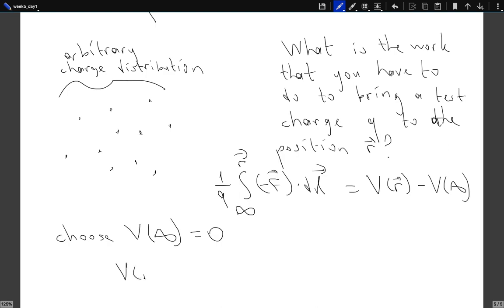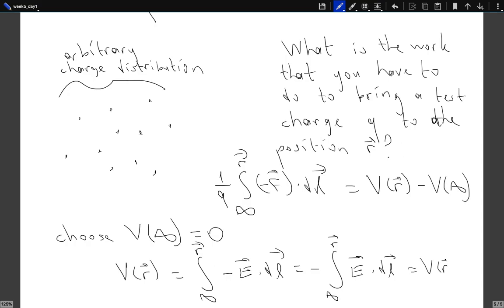So that the potential at the point R is defined as, well, what is the force per charge? The electric field, minus the integral of E dot dl. Just like the electric field is the force per unit charge, the potential at a given point is the work done per unit charge to bring that unit charge from infinity to that point.